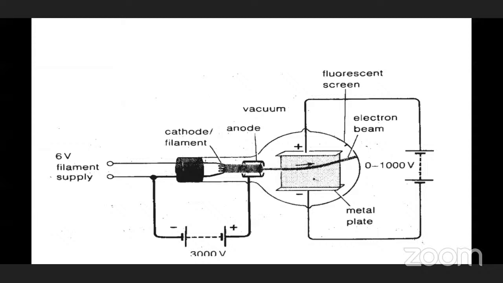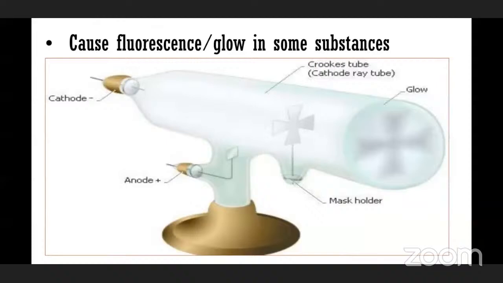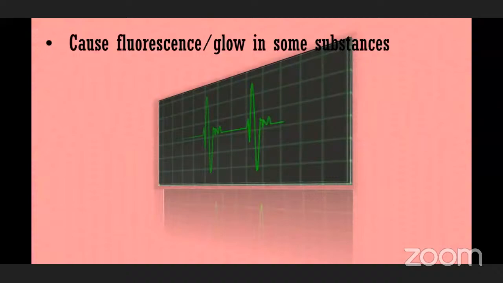Then they cause fluorescence, or rather they glow in some substances. You can see that at this point because they simply possess kinetic energy, and this kinetic energy is actually converted into heat and light at some point. So you can see this one is simply the properties of the cathode rays.